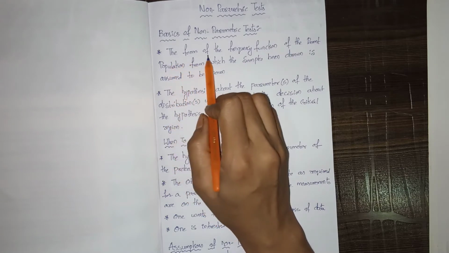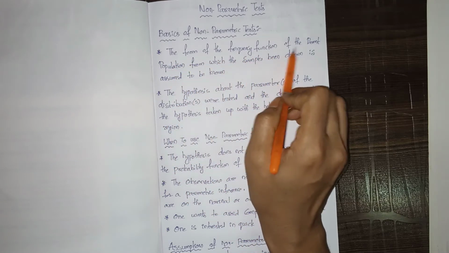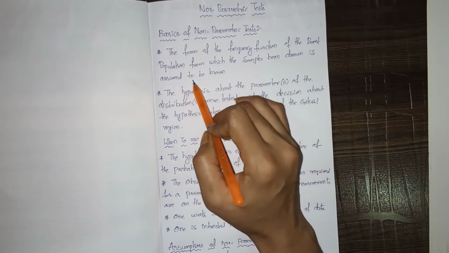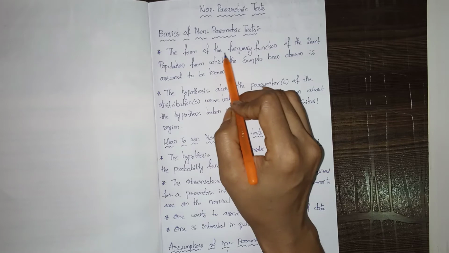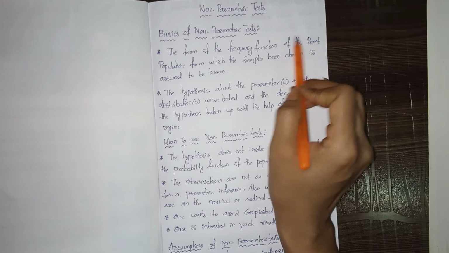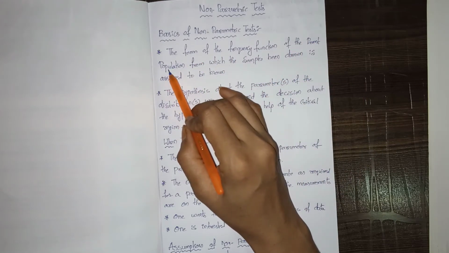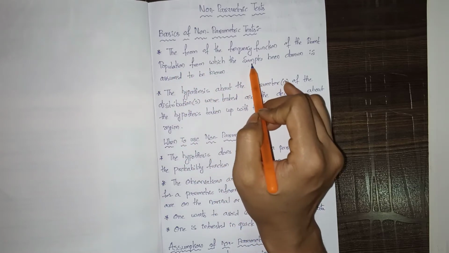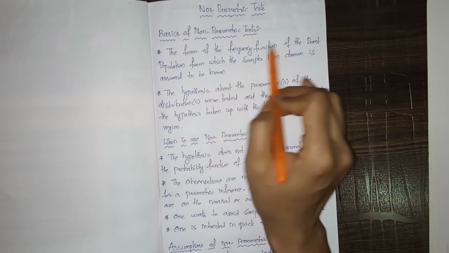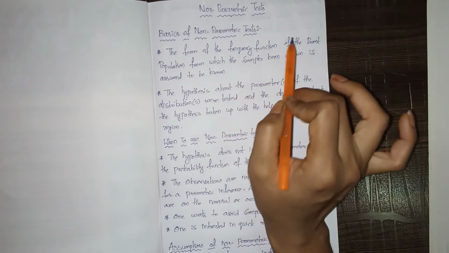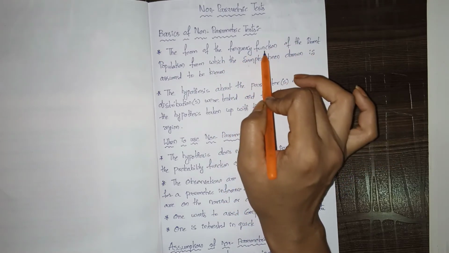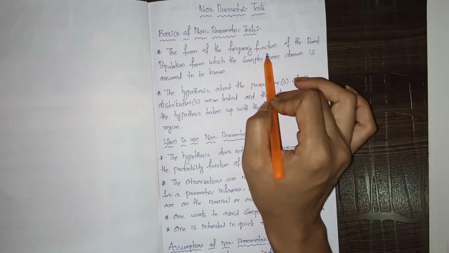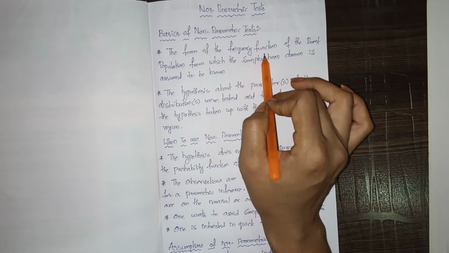The first point is that the form of the frequency function of the parent population from which the samples have been drawn is assumed to be known. In the sense, first we will select one population. From that population only we will collect the samples. So there we have to assume that the population has a frequency distribution. So what is a frequency distribution? Here they will tell about the range.